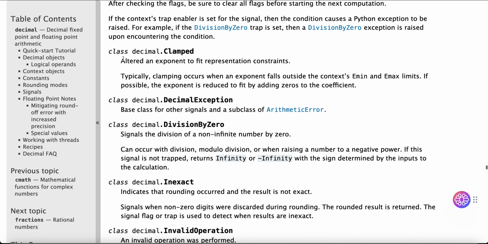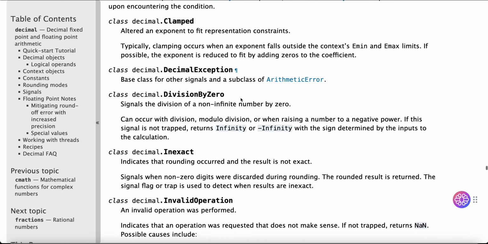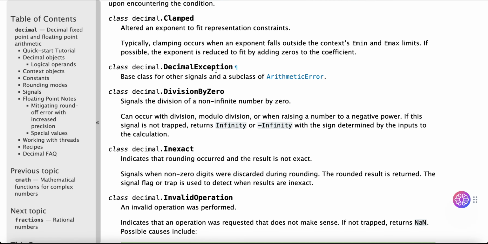Class decimal.Clamped: altered an exponent to fit representation constraints. Typically, clamping occurs when an exponent falls outside the context's Emin and Emax limits. If possible, the exponent is reduced to fit by adding zeros to the coefficient. Class decimal.DecimalException: base class for other signals and a subclass of ArithmeticError.